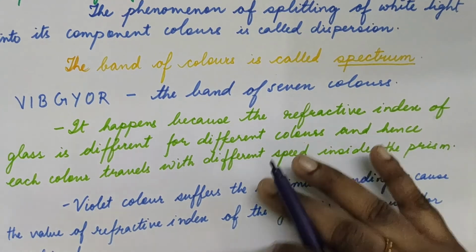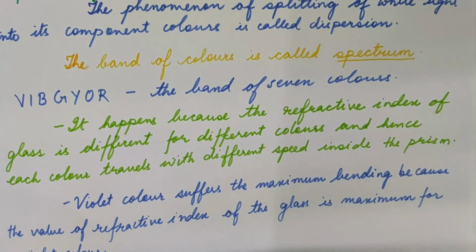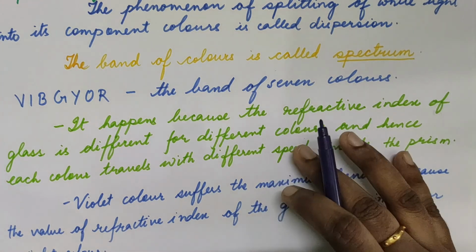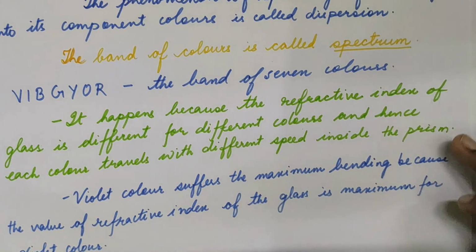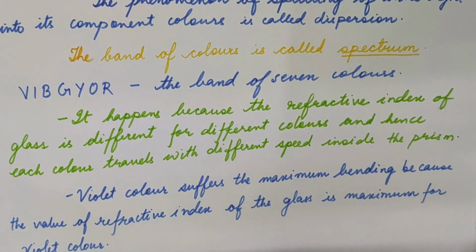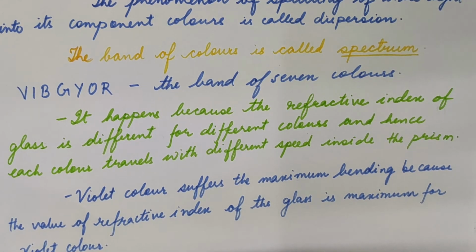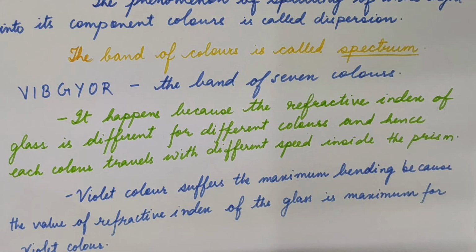Also you will see, children, that the violet light suffers maximum bending. And why does that happen? It's because of the refractive index. Okay, now you know what is refractive index. It happens because the refractive index of the glass is maximum for the violet color. So it suffers refraction and it bends quite a lot. And you will also see that the minimum bending of light is happening for the red color. So we can say that violet color is suffering the maximum bending.